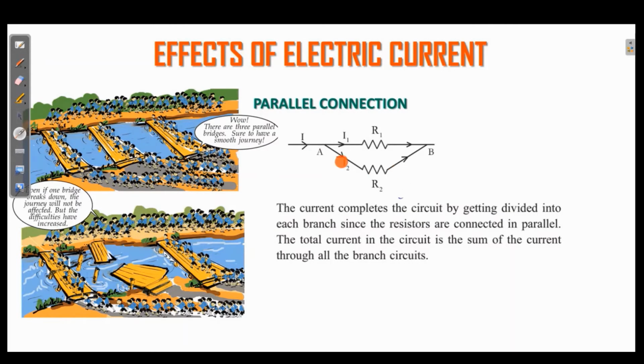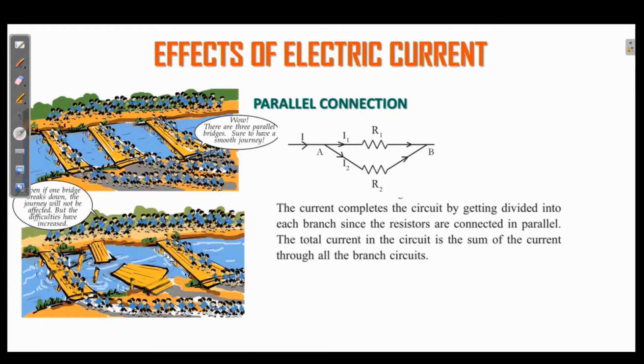R1 and R2. Then the current completes the circuit by getting divided into each branch, since the resistors are connected in parallel. That means the whole current is divided into individual currents as per the number of resistors in the parallel branches. So the total current is the sum of the currents through all the branches. So here I is equal to I1 plus I2, but in series connection we are dealing with voltage, right? V is equal to V1 plus V2 in series, but here I is equal to I1 plus I2.